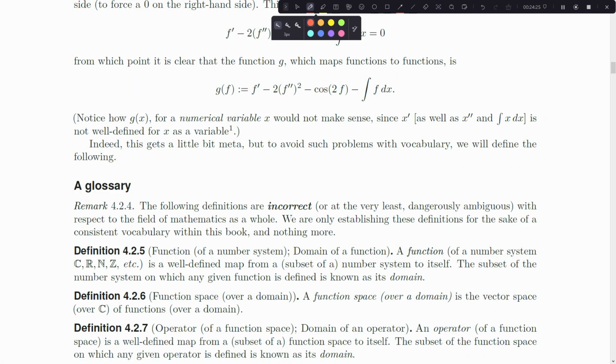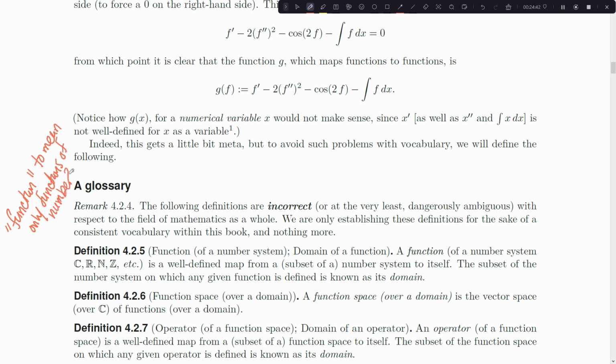So I'm going to write on the side here what I'm really trying to say is I will use the word function to mean only functions of numbers, and I will use the term operator to mean functions of functions. Okay, if I'm taking one function in and outputting another function, I'm going to call that an operator. But if I put a number in and output another number, I'm going to call that a function. We just have to be aware that in many other courses, we can use the term function to describe a lot of other things that won't necessarily have this form.